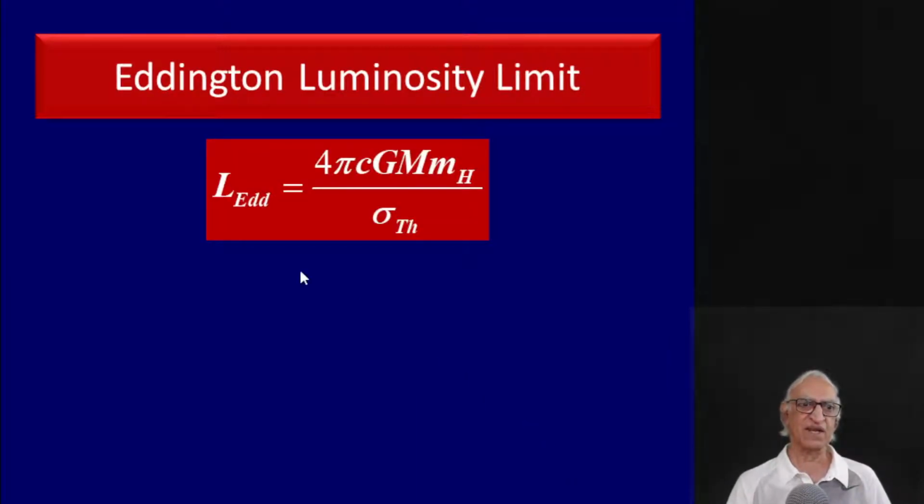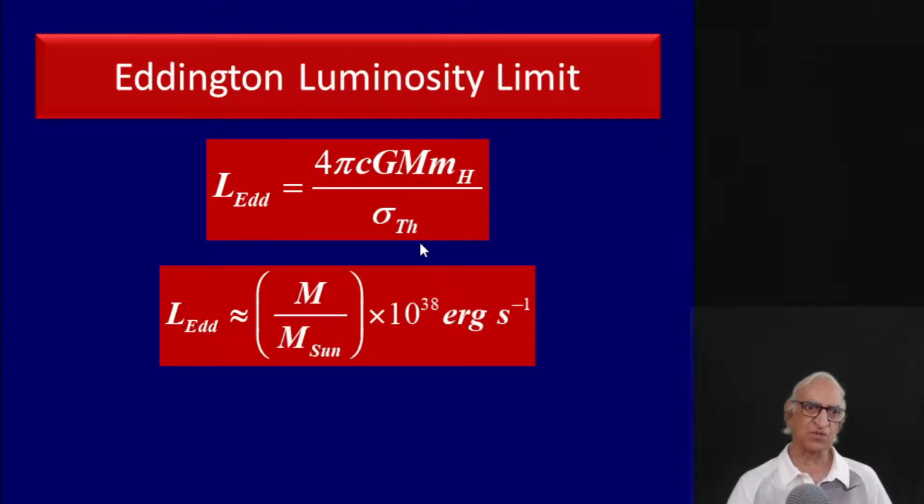So let me rewrite the formula that I had written before and give it the name L Eddington, in honor of Sir Arthur Eddington. The maximum luminosity a star can have is given by 4 pi c G M m_H divided by sigma Thomson. Remember, sigma Thomson is 8 pi by 3 times (e squared over m c squared) whole squared. And the numerical value of the left-hand side per solar mass is 10 to the power 38 ergs per second.